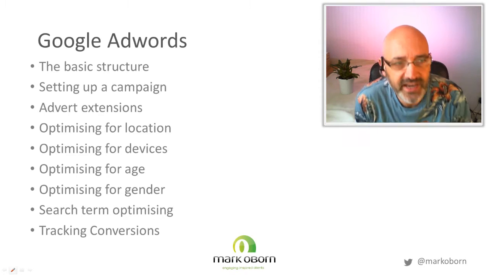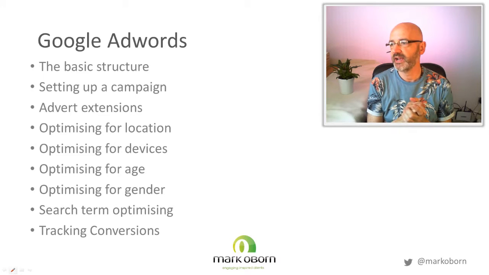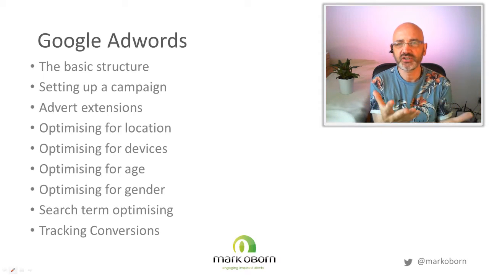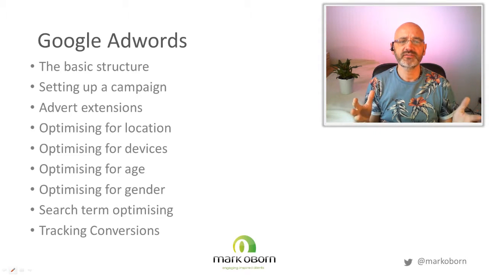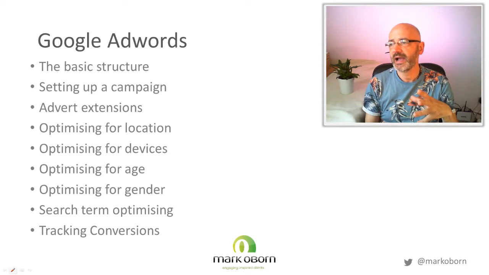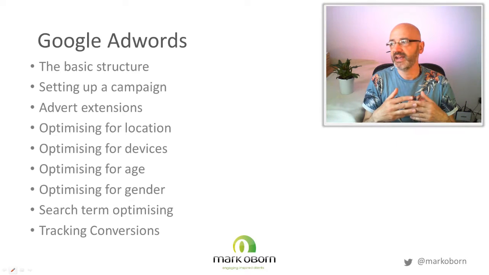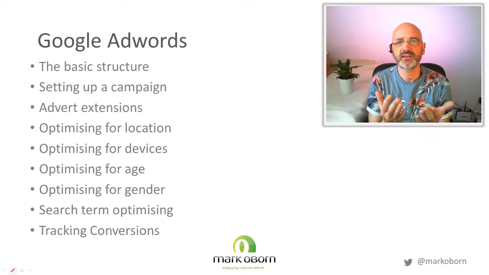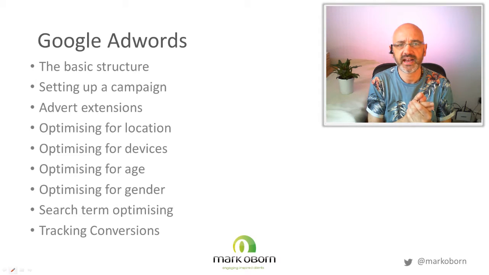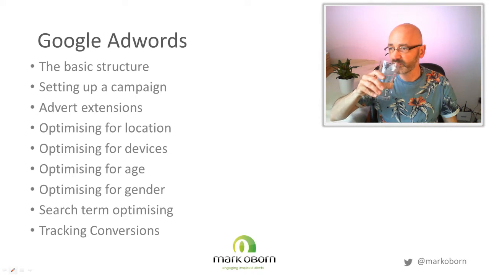So this is what we're going to look at over the next hour. We're going to look at the basic structure of a Google AdWords campaign. We're going to look at setting up a campaign, running advert extensions, and we'll explain what those are as we go along, and then optimizing for location, devices, age, and gender. And then optimizing for your search terms, perhaps putting in negative search terms as well as positive search terms, and then tracking those conversions, because it's absolutely pointless running a campaign on Google AdWords if no one takes action from that campaign. So tracking the conversions and making sure that it's actually effective is really, really important.